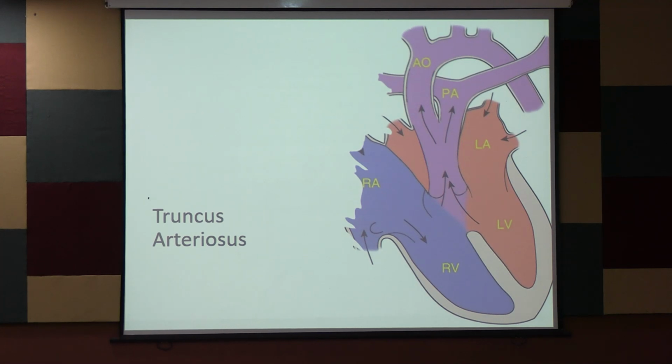These 5Ts are the common congenital cyanotic heart diseases, of which the most important is the tetralogy of Fallot.